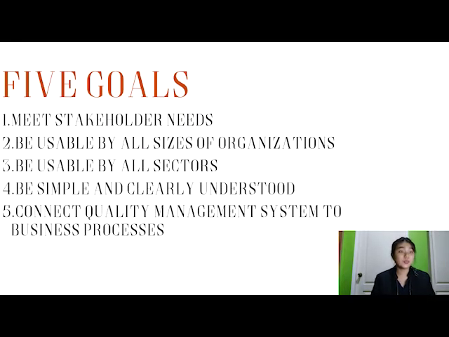ISO 9000-2000 has 5 goals. First is to meet stakeholder needs. Second, be usable by all sizes of organization. Third, be usable by all sectors. Fourth, be simple and clearly understood. Lastly, connect the quality management system to business processes.